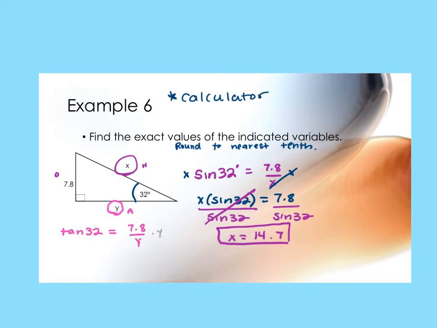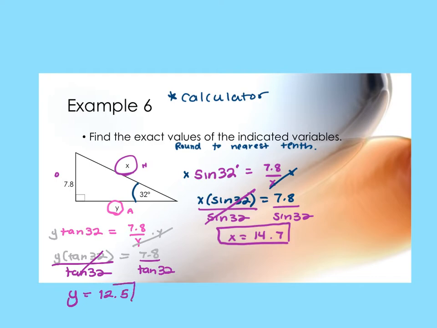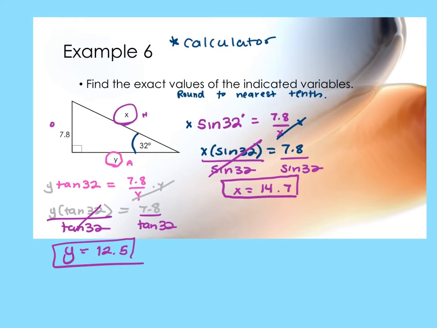Again, multiply both sides by y, and then divide both sides by the tangent of 32. How could I check to make sure that's right? Pythagorean theorem. It may not be exact, right? But when I tested out 7.8 squared plus 12.5 squared, it should be pretty close to 14.7 squared.